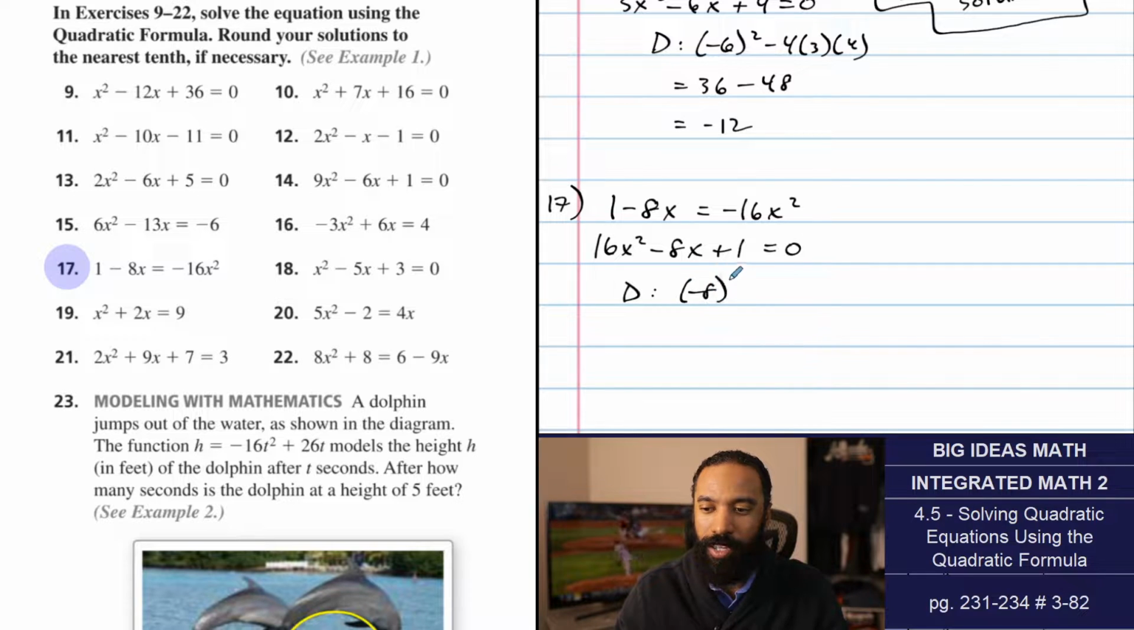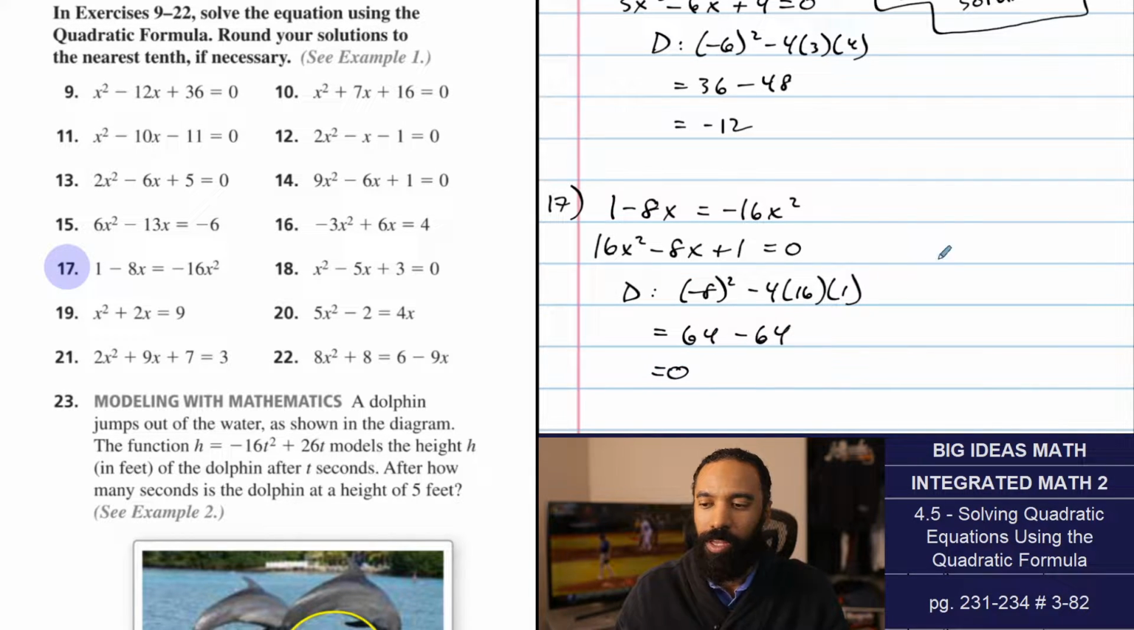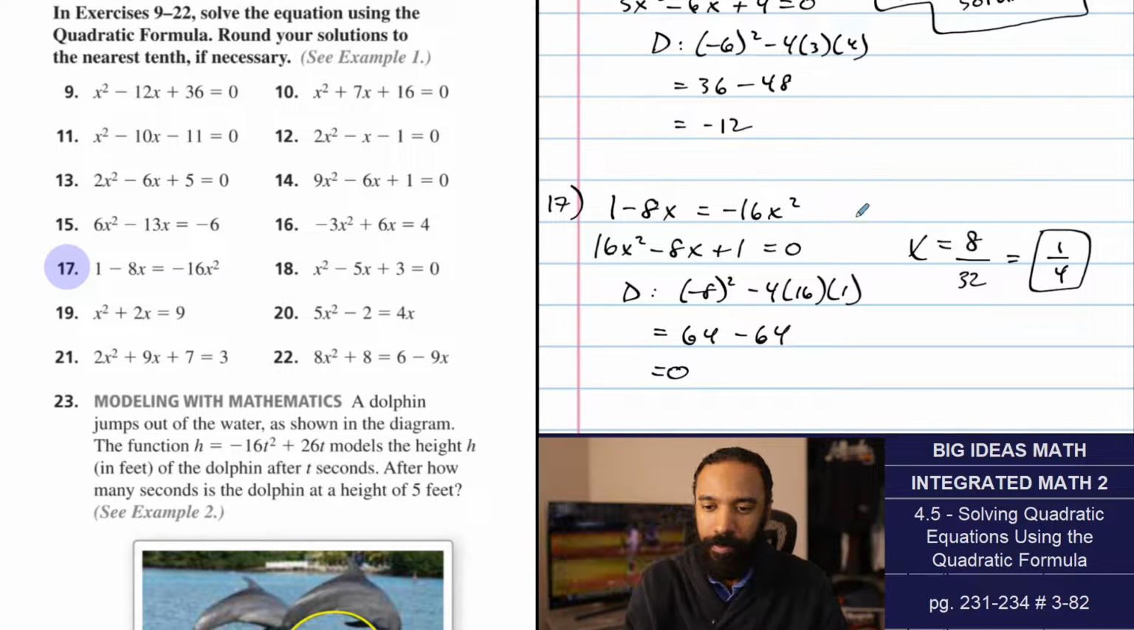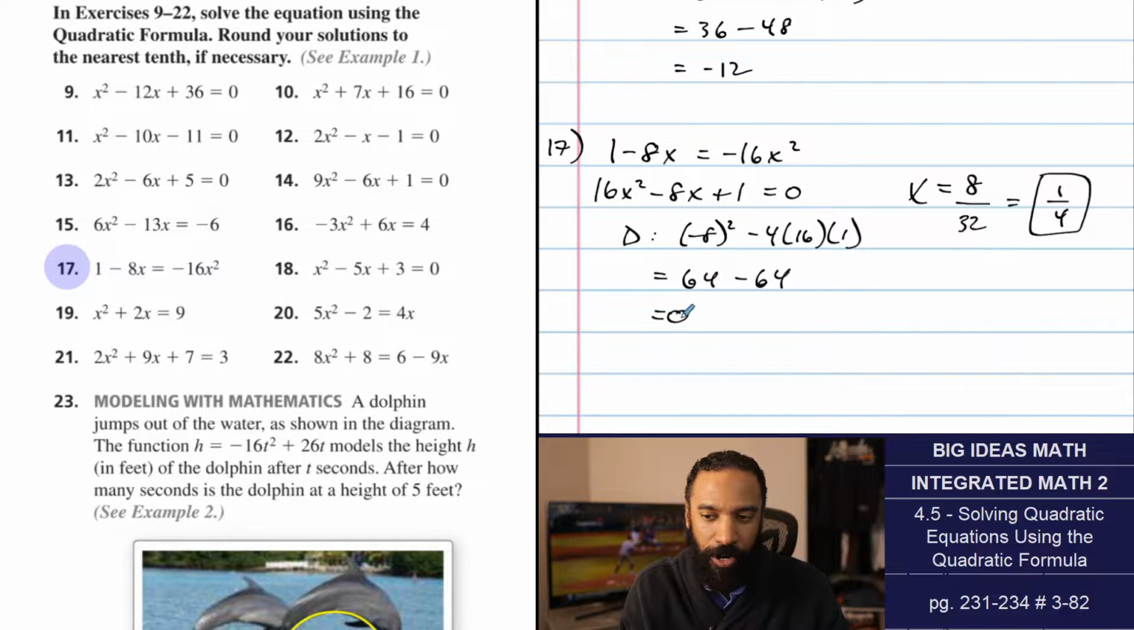b squared minus 4ac, which is 64 minus 64, which is indeed 0. So your x equals negative b plus or minus the square root of b squared minus 4ac all over 2a, 2 times 16. That is 1/4. One solution, one real solution, as we had a 0 discriminant.